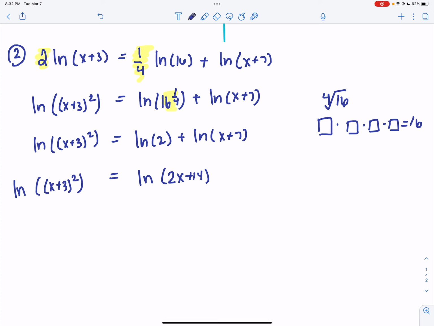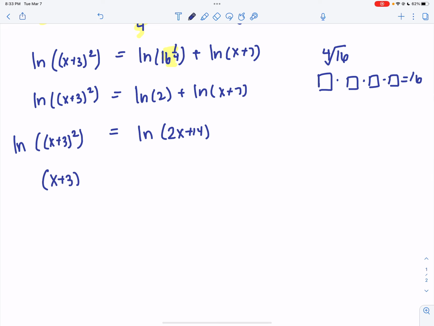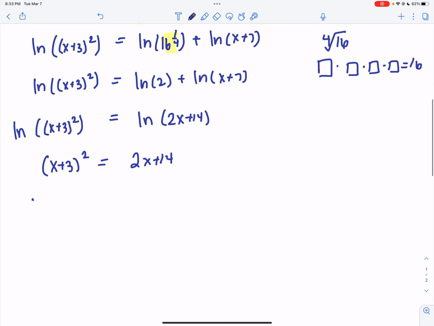Since I have ln on the left and ln on the right, and since they're the same bases, I can drop them. So now I'm solving for my argument. X plus 3 squared is equal to 2x plus 14. Go ahead and simplify the left side. X squared plus 6x plus 9.